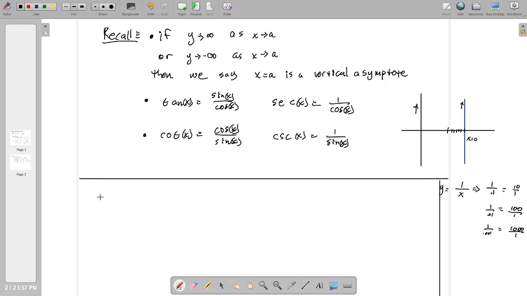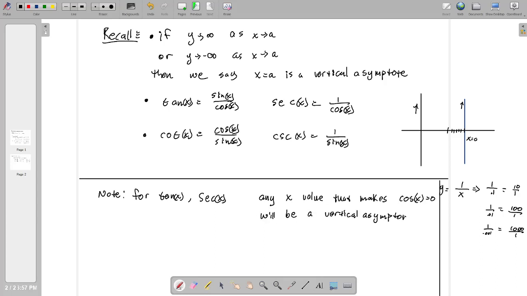Let me write this out as a note. For tangent and secant, any x value that makes cosine of x equal to 0, we get a vertical asymptote. As I stated before, if cosine is 0, we get 1 divided by 0 for both tangent and secant.